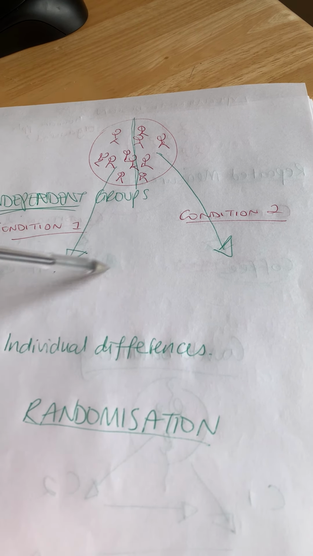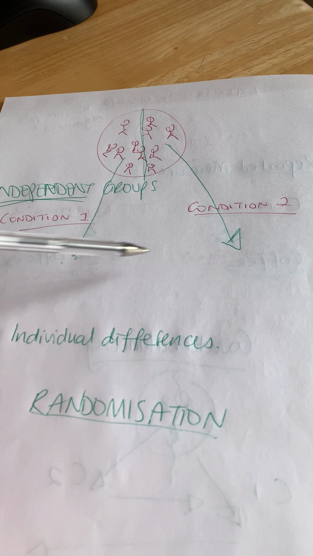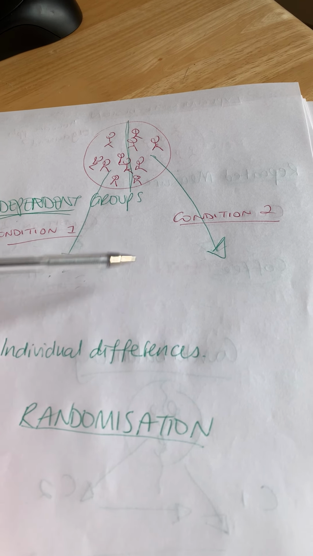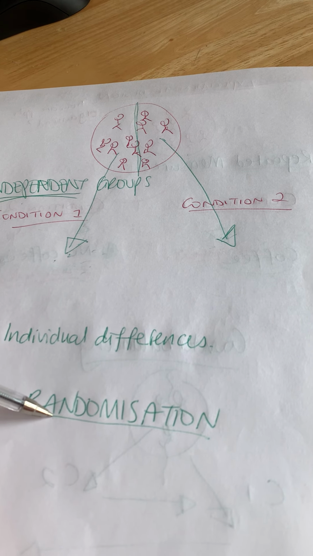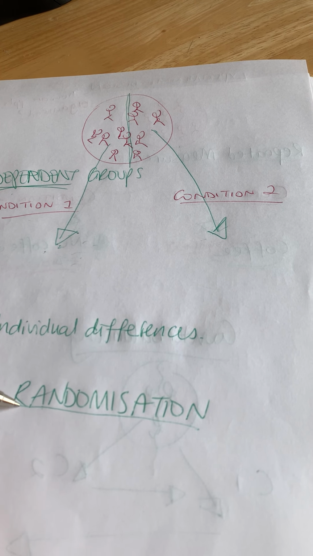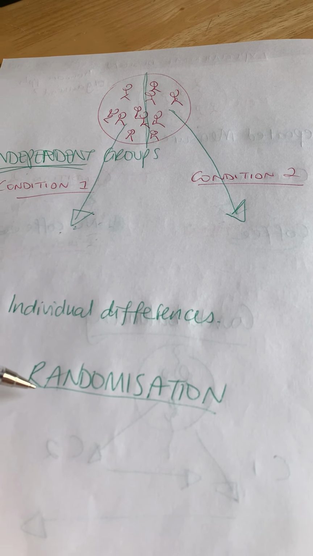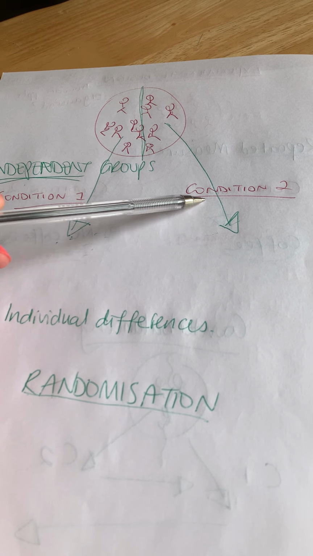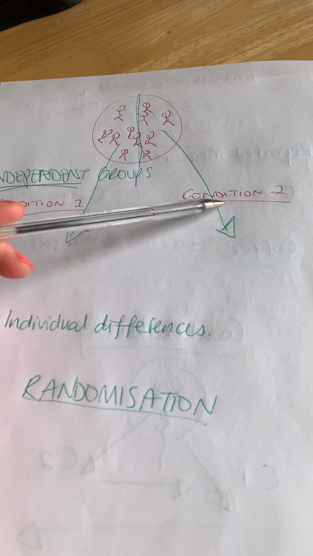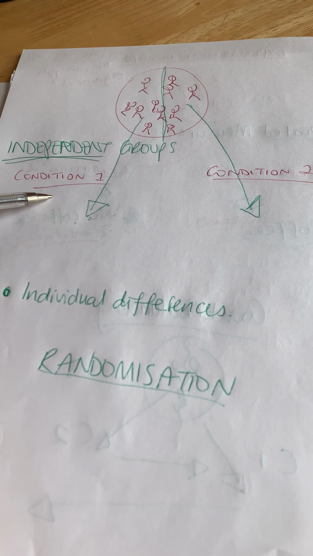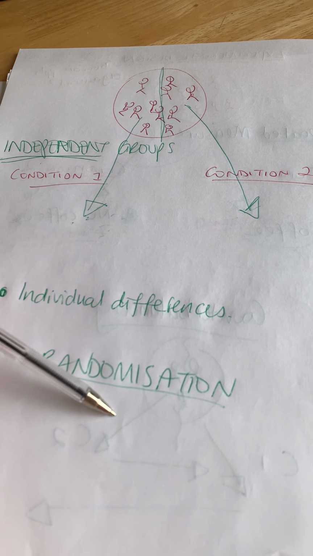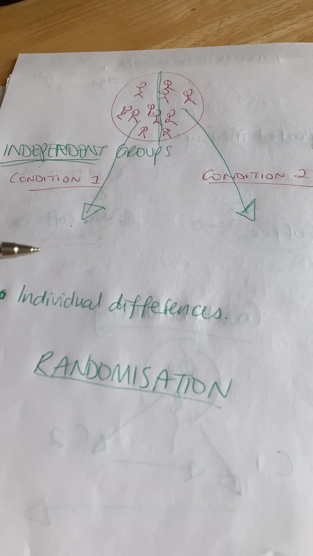Now, you're still not guaranteed to have an equal balance of different types of people in each condition, but randomization just works on the law of probability. So it's more likely that, just based on the laws of probability, we will have a more mixed group in each condition. So it's just one way to try and overcome those individual differences.